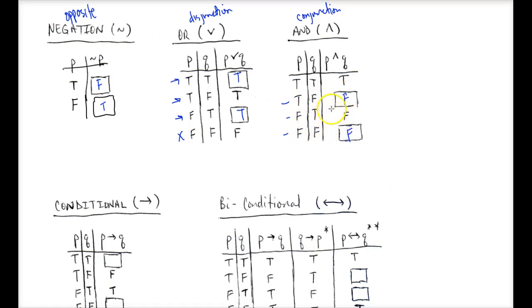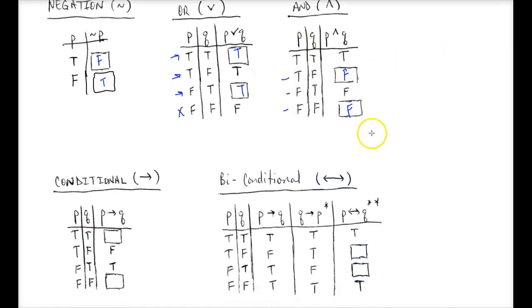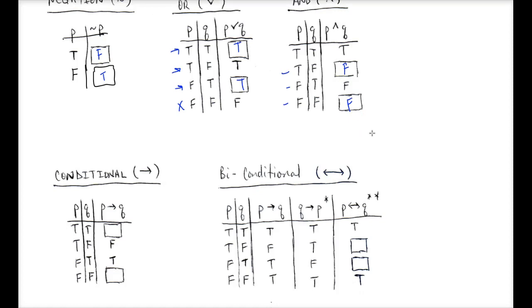Okay. Now, moving on to the conditional statement, this is going to be a little different. Okay. And so with the conditional statement, we said that the conditional statement is true for all instances except for when the P is true and the Q is false.